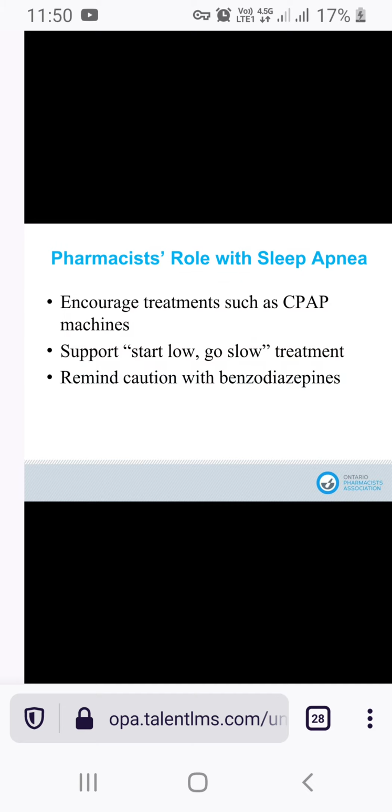What's the pharmacist's role with sleep apnea? Well, usually people get recommended CPAP machines, and those are generally uncomfortable and loud machines that people don't like to use. So I think encouragement is important. Encourage your patient and educate them about why we need to start low and go slow. And remind them, caution with benzodiazepines and alcohol.